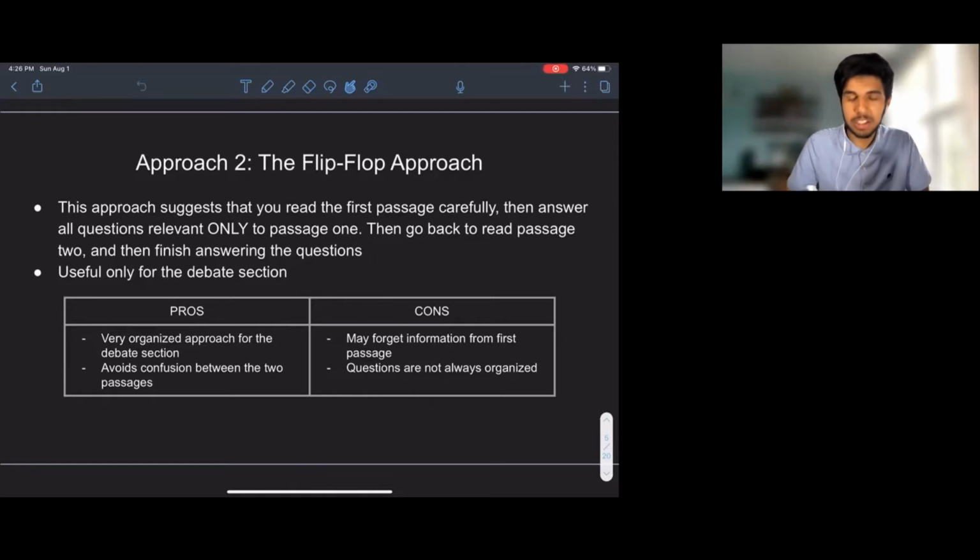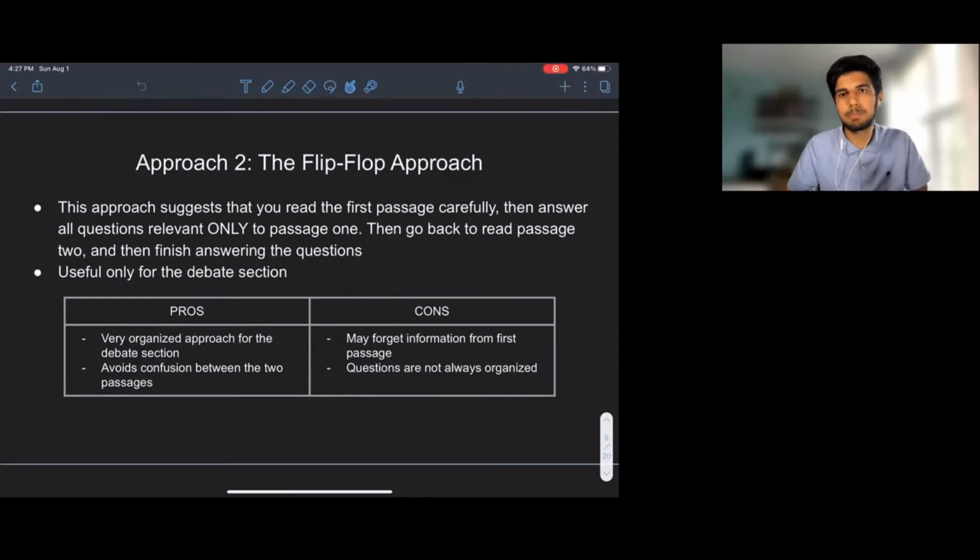And another thing is that questions are not always organized. Like I said, there's usually like 12 questions or so, and it's not necessary that the first few of those questions will relate to the first passage. So it might take some time to look through the questions and figure out which ones you can answer after reading the first passage.